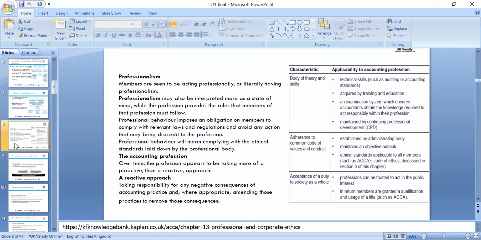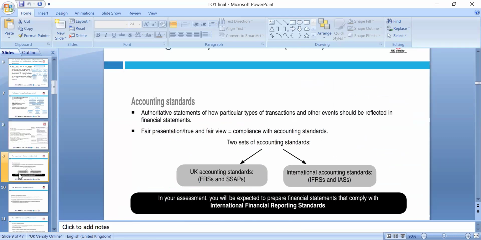Okay, so the accounting profession, over time, appears to be taking a more proactive than reactive approach. Proactive means taking responsibility for any negative consequences in accounting practice and, where appropriate, amending them with the parties to remove these consequences. So we can look at the body of theory, the common code of values, and the acceptable duty to satisfy the needs of our stakeholders.